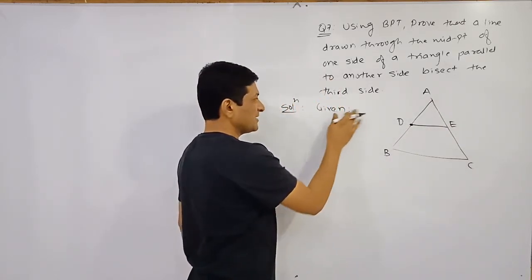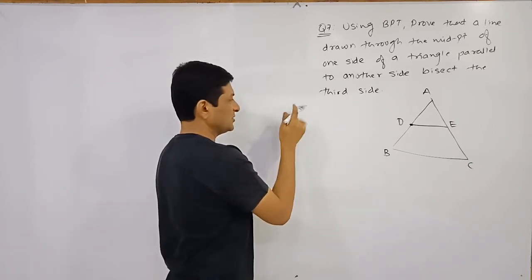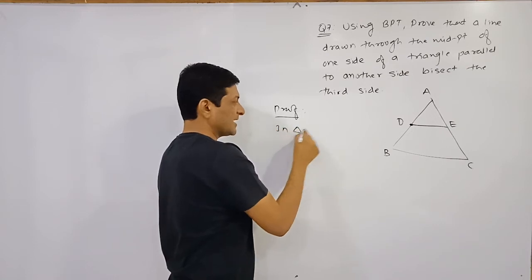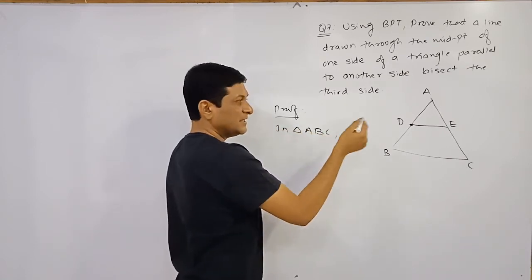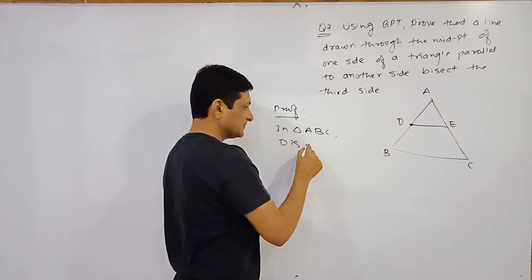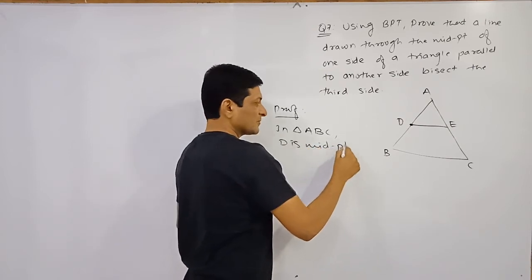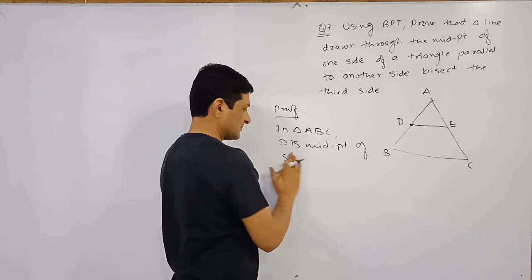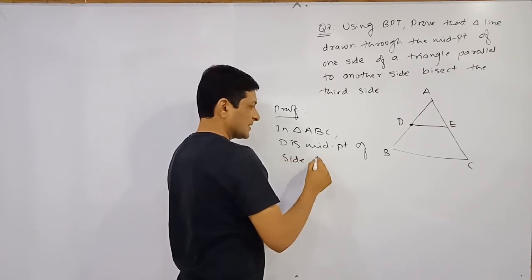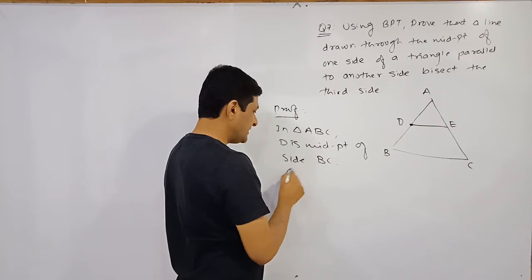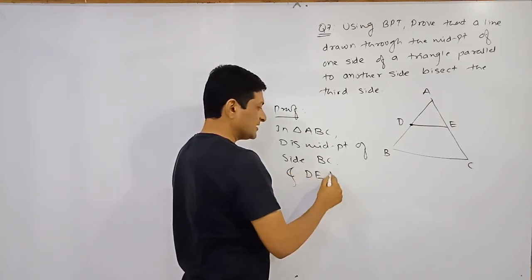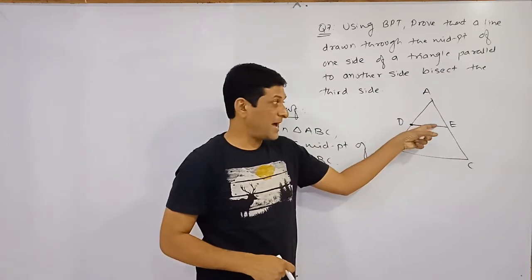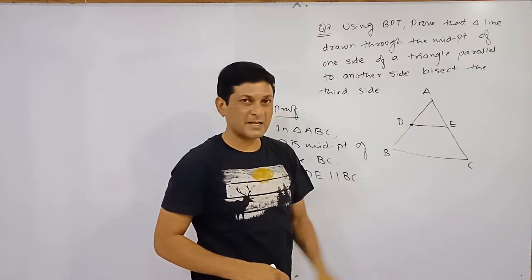So observe the given condition. In triangle ABC, D is the midpoint of side AB, and DE is parallel to what? BC. A line is drawn through the midpoint parallel to the second side, means DE is parallel to BC.